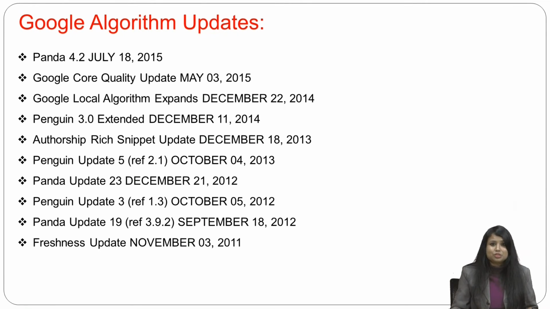The next one was the Google local algorithm expansion, on December 22nd, 2014. It was all about the local algorithm which was launched in July 2014, whose update is known as Pigeon, which allows Google to provide accurate and relevant information regarding local searches.